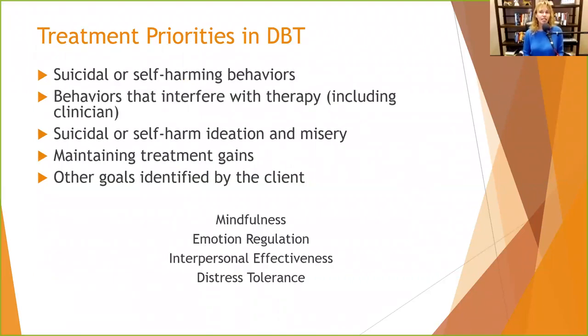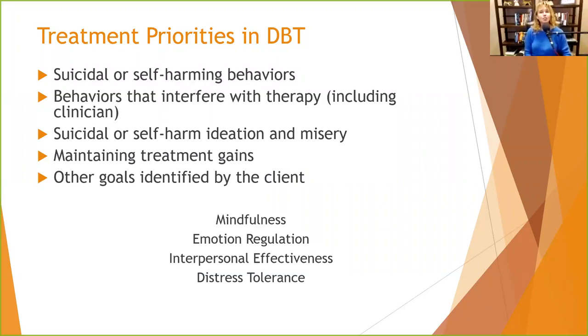Treatment priorities in dialectical behavior therapy start out with suicidal or self-harming behaviors, which in there I include uncontrolled substance use, especially any uncontrolled substance use. I consider it a self-harming behavior because it is easy to overdose and it is really hard to move forward in the process if they are constantly imbalancing their neurochemicals. So suicidal behaviors first, obviously. Self-harming behaviors come in a close second, if not tied with first.